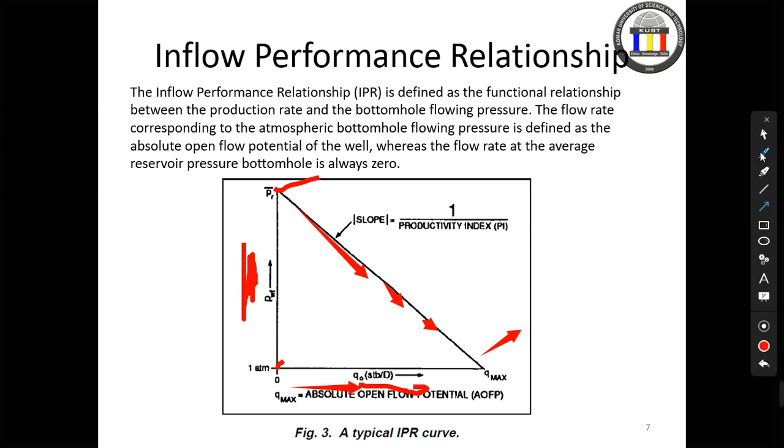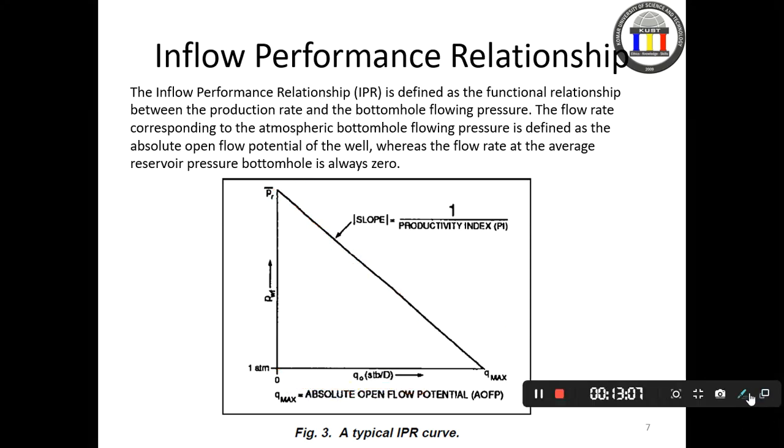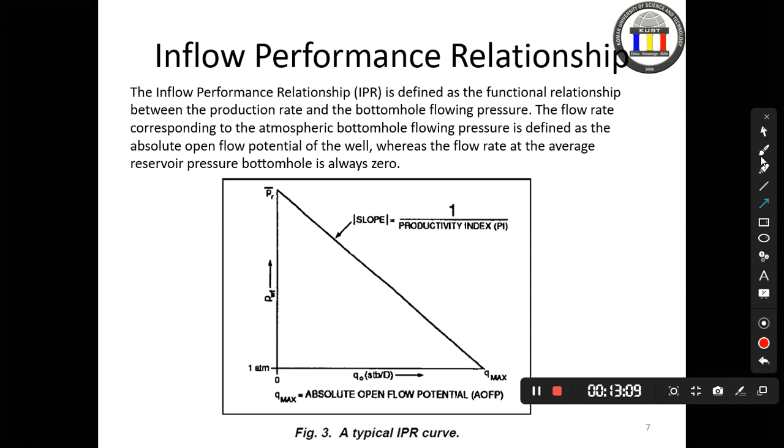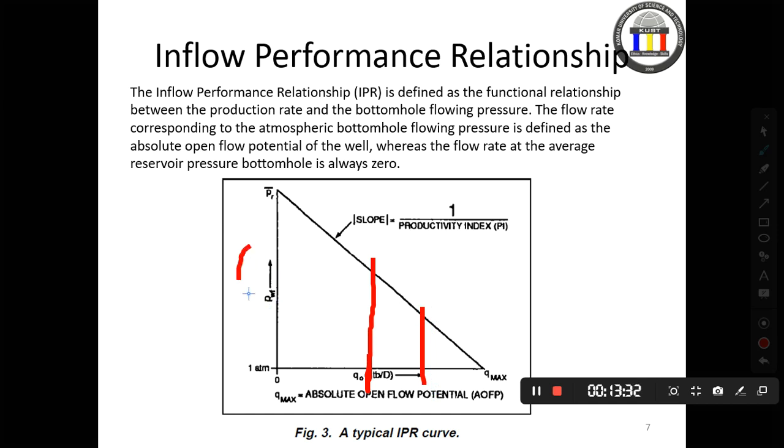Now, for example, at this point, the flow rate, let's say, is 1000 barrels per day. So at this point, what is the pressure? You can take the pressure from here. Or for example, you are producing 2000 barrels per day. So what will be the pressure drop? Or what will be the flowing pressure? In this case, we are dealing with the flowing pressure. Okay, both these terms are important.